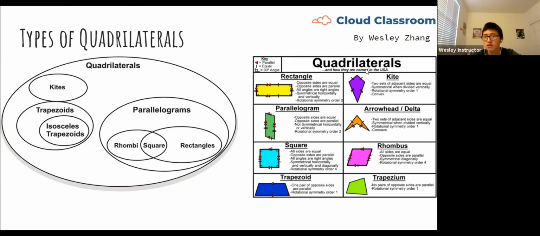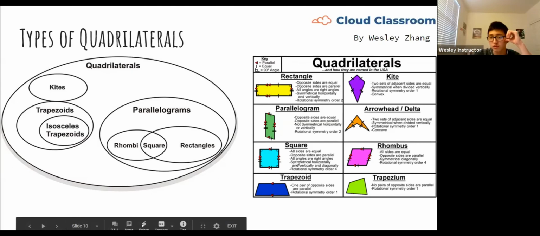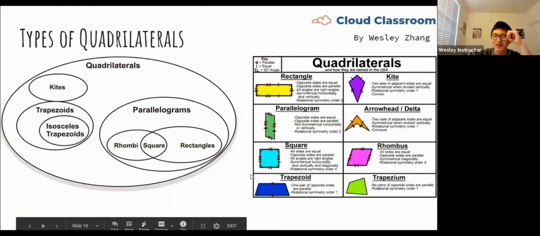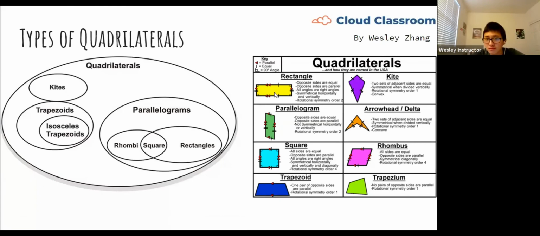So here are some properties of quadrilaterals. So a square, all sides are equal, opposite sides are parallel. All angles are right angles, symmetrical, vertically and diagonally, and rotational symmetry order 4. So that means I can draw 4. Actually, I'm not sure what that means, but just know it's symmetrical. So here are some properties.